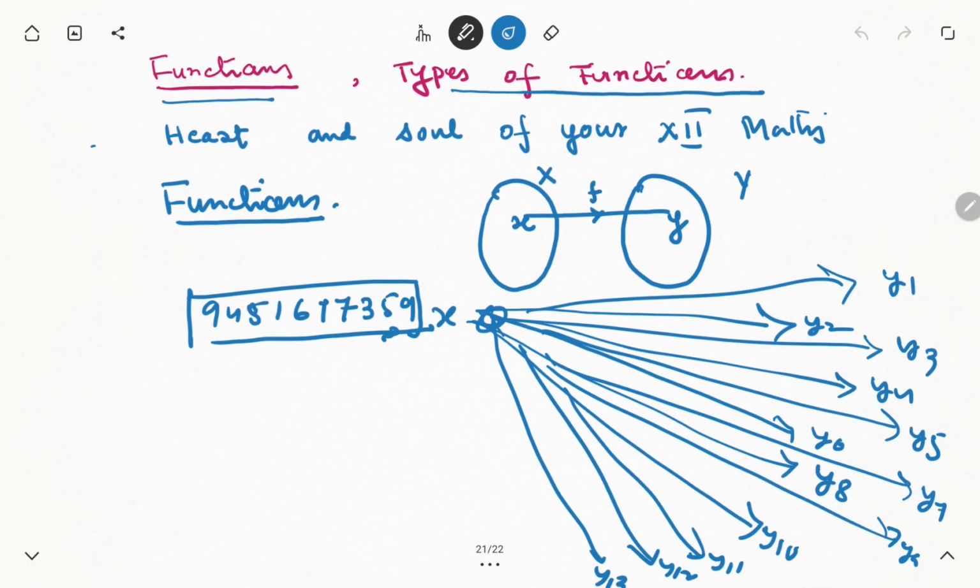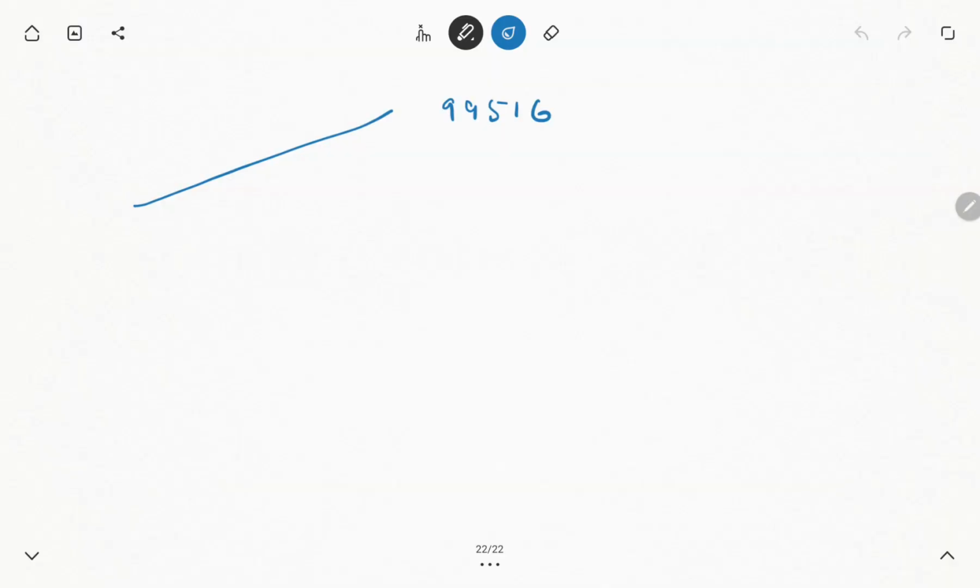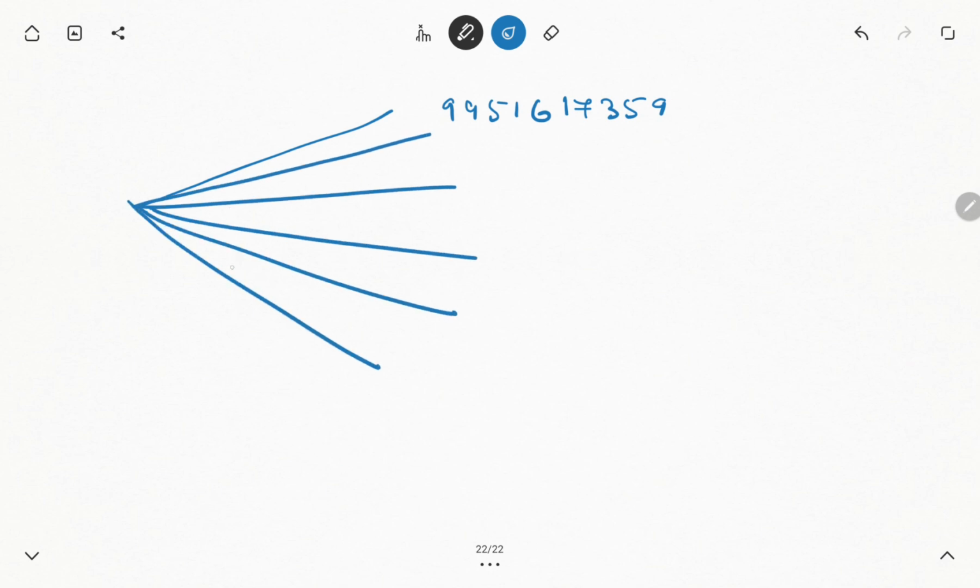94516, and then which number have I taken? 17359. So how many people are related with this?